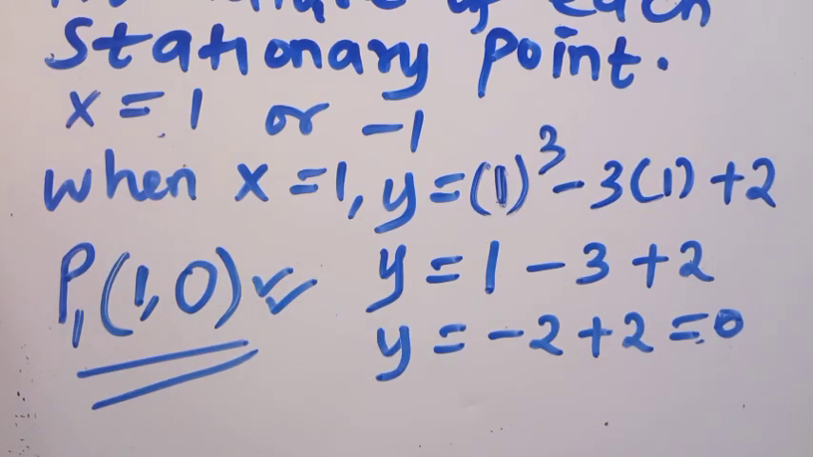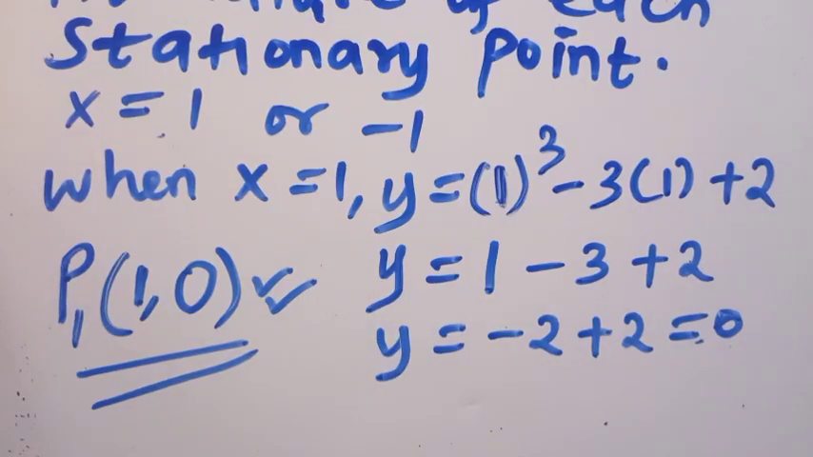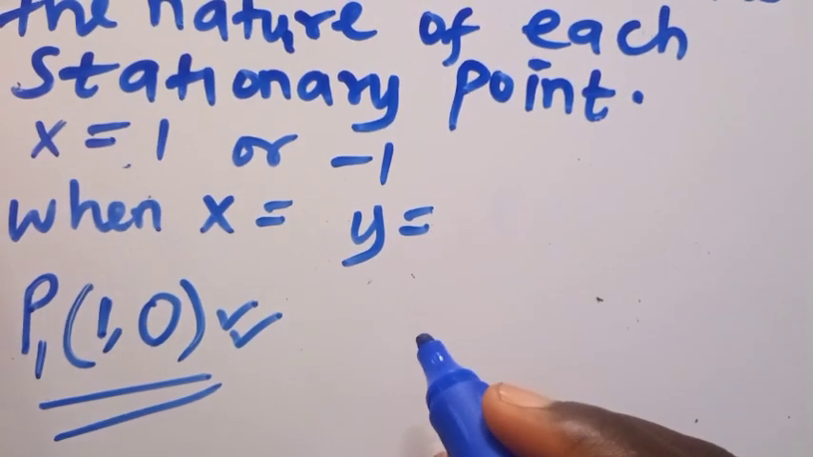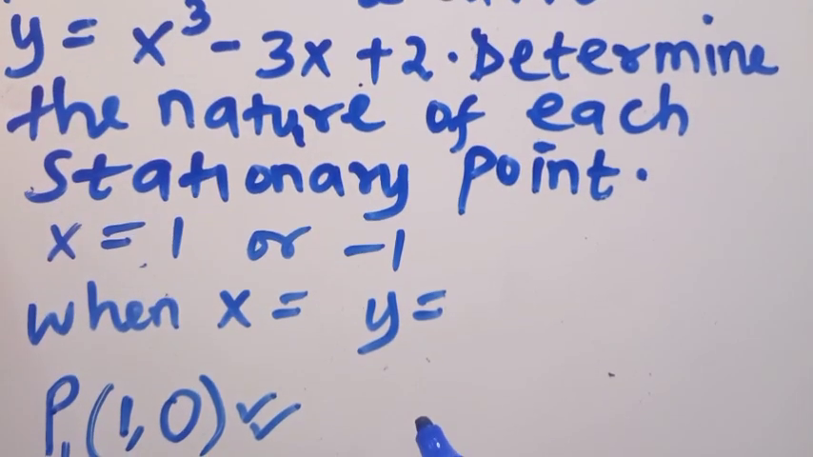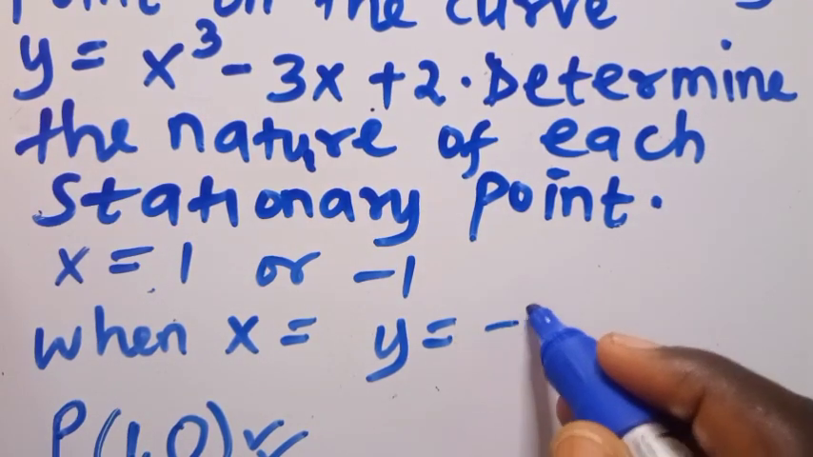Let us obtain the second stationary point when x is negative 1. When x is negative 1, our y will be negative 1 cubed.